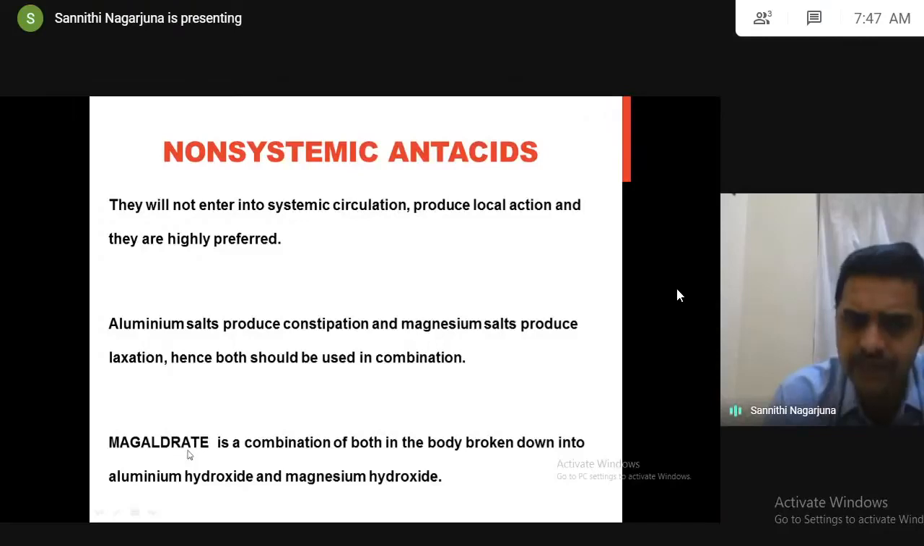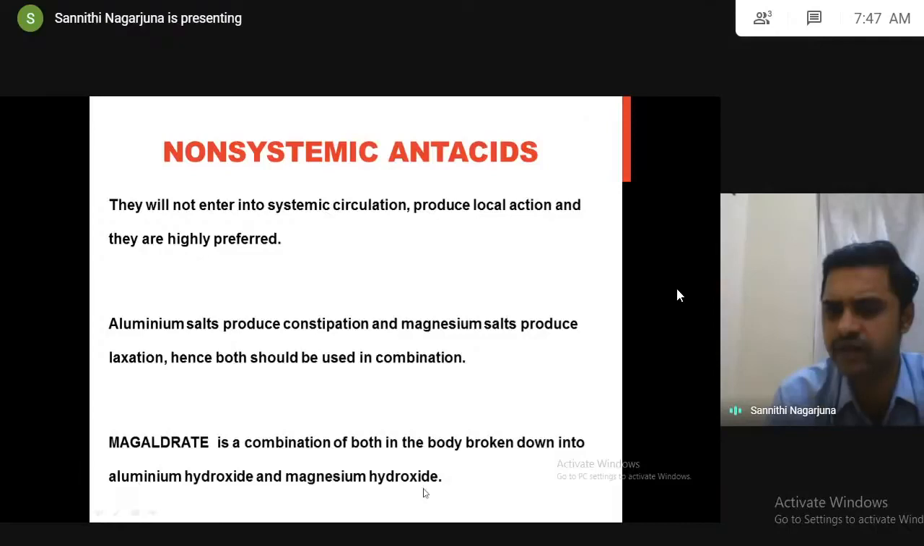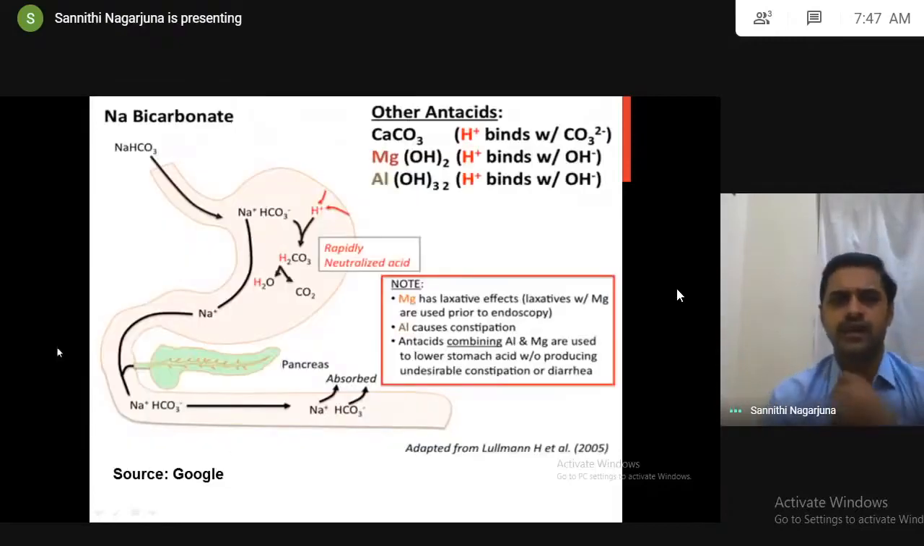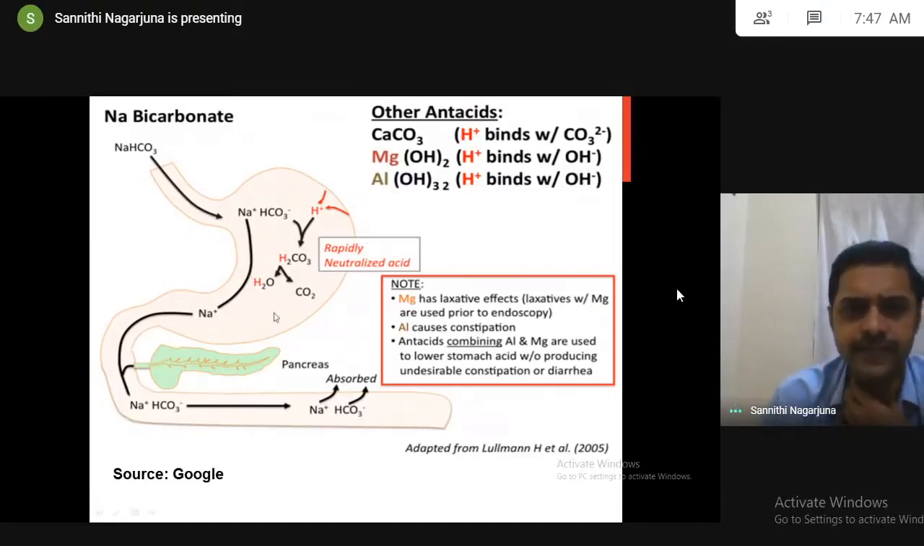And if you see the combined antacid called Magaldrate, this Magaldrate is another antacid which is a combination of aluminum and magnesium salts, having both aluminum hydroxide and magnesium hydroxide. From the name itself, you can see Magaldrate: Ma, magnesium, aluminum, hydroxide. If you see the representation here once again, antacids, if you take, they will neutralize the acid here.